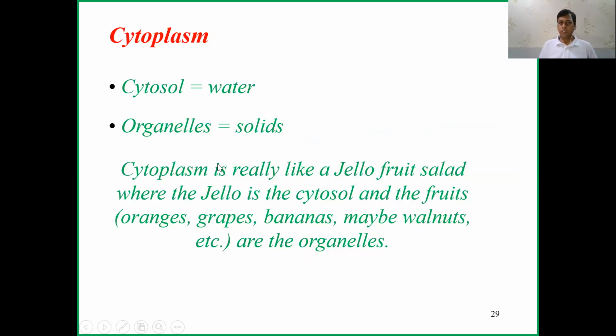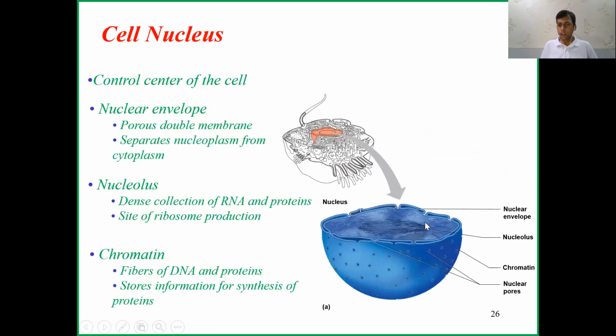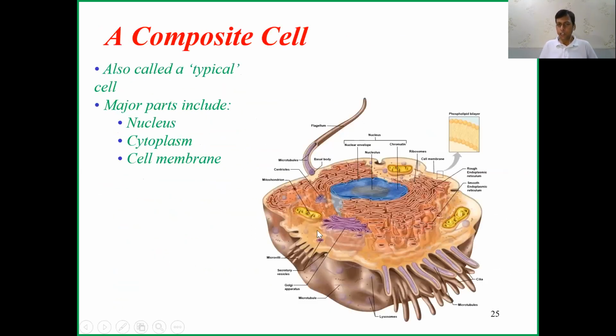The cytoplasm is the organelles, which are solid, and the cytosol is the water. So it is actually like a jello fruit salad. The fruits in the salad are the organelles, and the jelly-like thing is the cytosol. In that fluid, all the organelles are there. In the jelly fluid, all the machinery of the body of the cell is present in this cytoplasm.